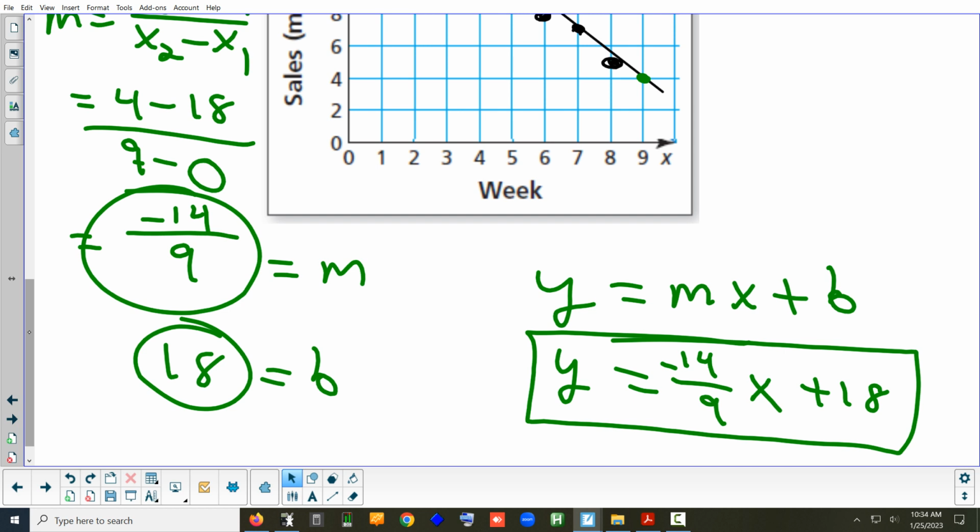And sometimes the slope doesn't come out nice. If it doesn't come out nice, just leave it the way it comes out. And notice, this wasn't really all mathematical. We kind of drew the line by hand. So you might get a slightly different answer than someone else. And that's okay.